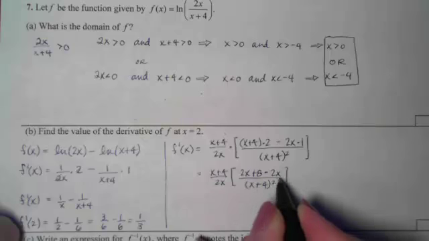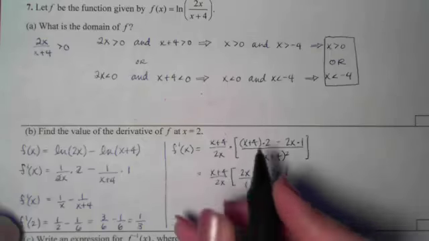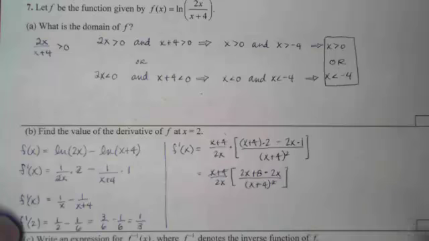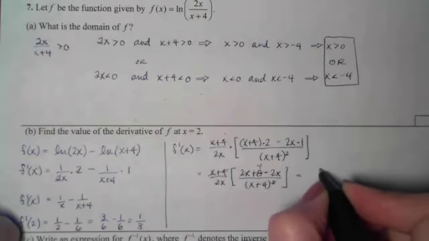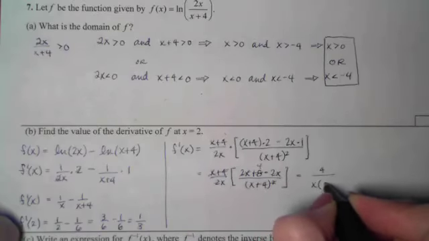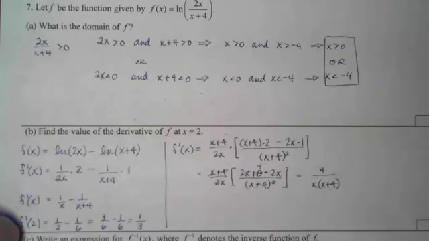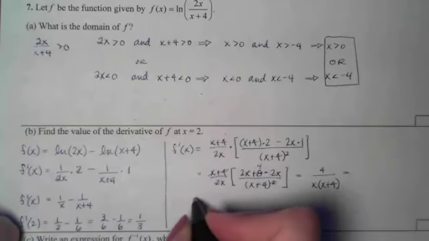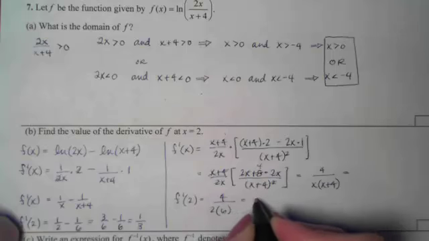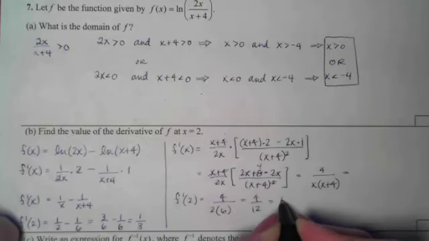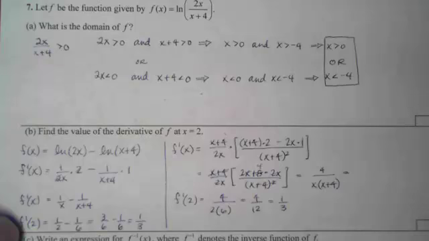Since I'm dividing by x plus 4 twice and multiplying by it once, I can reduce that off. These 2x's cancel. The 2 will go into the 8 four times, so I really end up with 4 over x times x plus 4. If I now plug in 2, I will get 4 over 2 times 6, which is 4 over 12, or 1/3. So either one of these methods would work and be legitimate for part B.